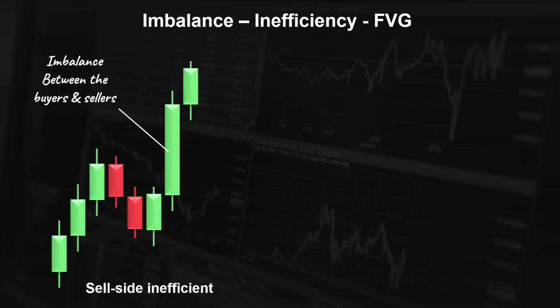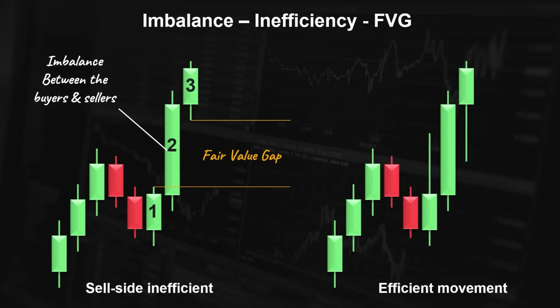The fair value gap is a three-candlestick pattern where the wicks do not meet. Here, you can see examples of efficient and inefficient prices. In the first example, we have a clear bullish fair value gap between the shadows, indicating sell-side inefficiency. On the contrary, if you look at the second one, you'll notice the wicks meet in the middle. Therefore, we do not have fair value gaps, and the price is efficient.